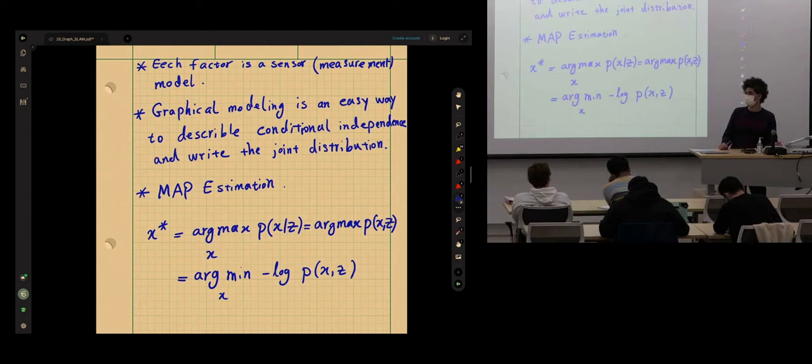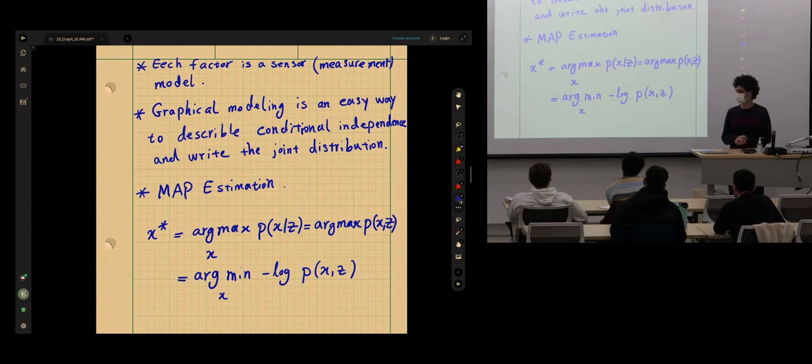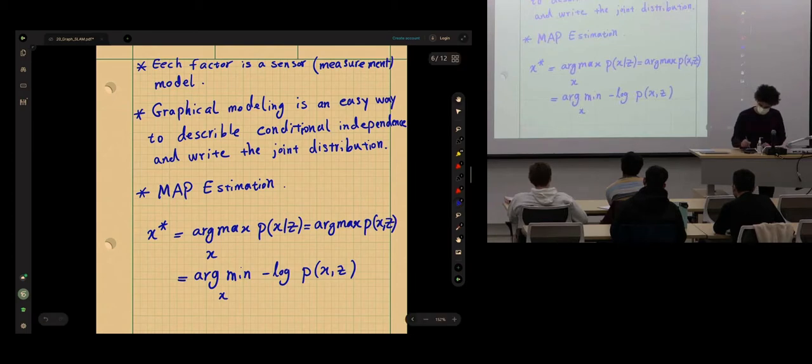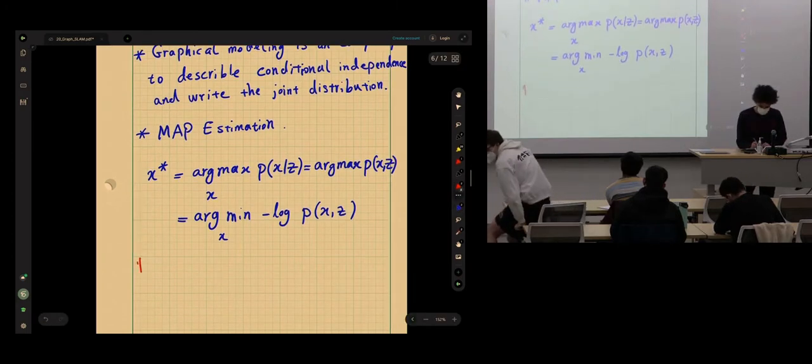The negative sign will turn the maximization into a minimization problem. And in particular, this log will cancel the exponential terms, so it'll make it nicer to work with. And the equivalency of maximizing the posterior and the joint distribution holds because P of x given z is the joint divided by the marginal probability of z. But P of z does not depend on x, so it will disappear. So I'll add a remark here.